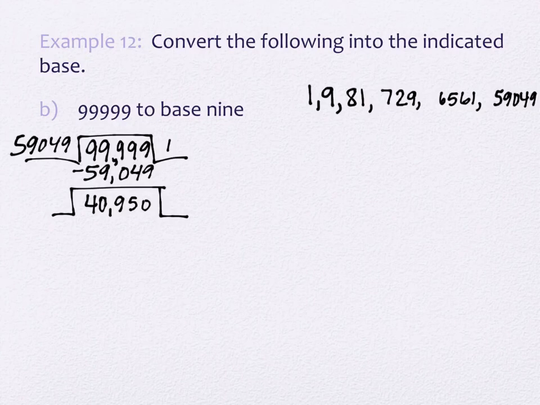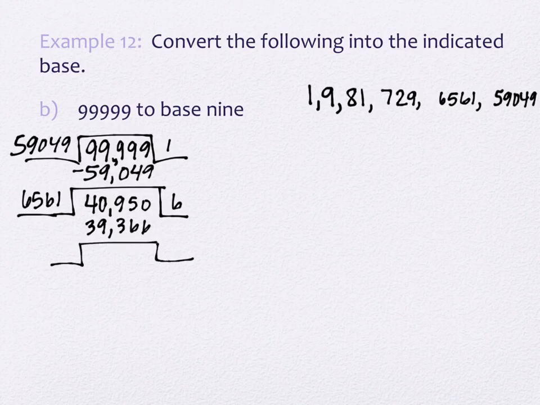Okay, so then what will I divide by? Right, 6,561. So this one's going to go in several times. How many times will 6,561 go into 40,950? 6 times. And 6 times 6,561 is 39,366. Is that what you guys got? Good. What do you get when you subtract on that one? Mm-hmm. 1,584. And sort of moving down the line, the next number we'll divide by is 729.